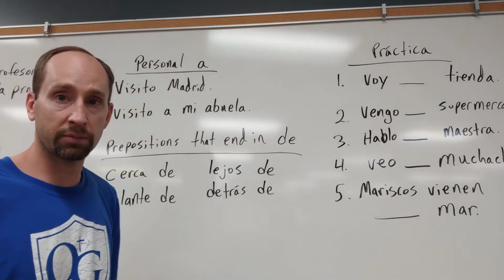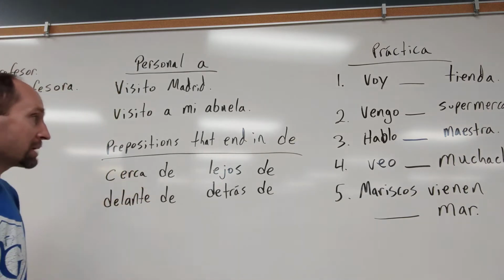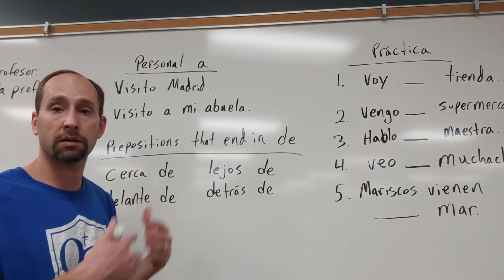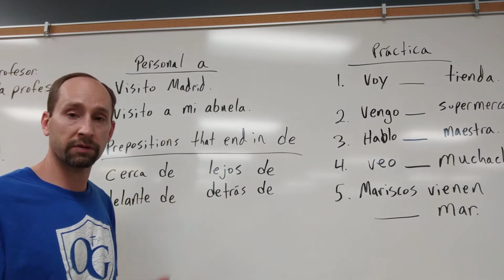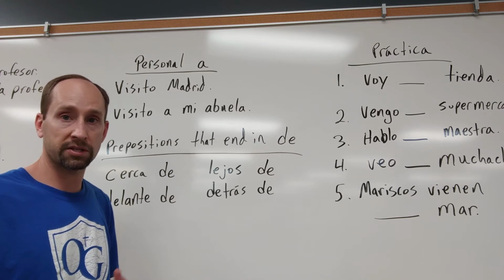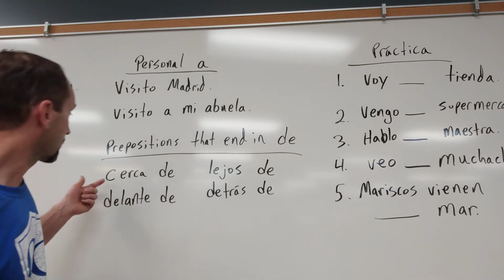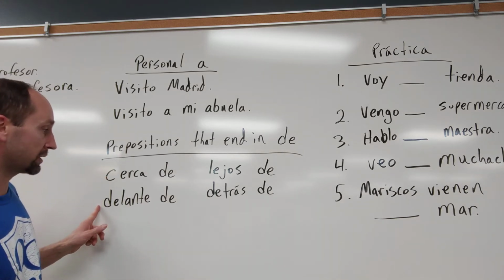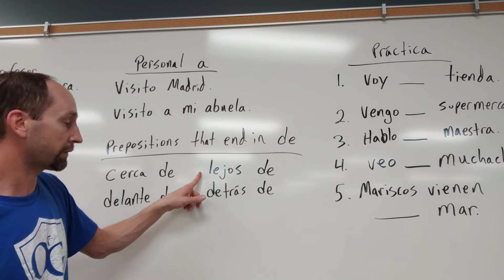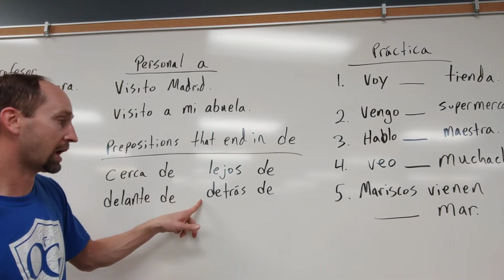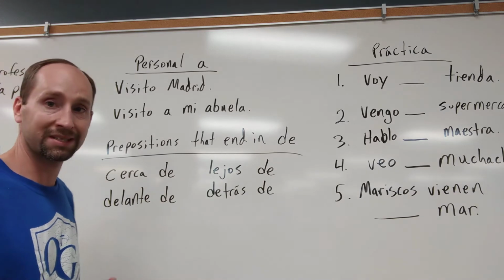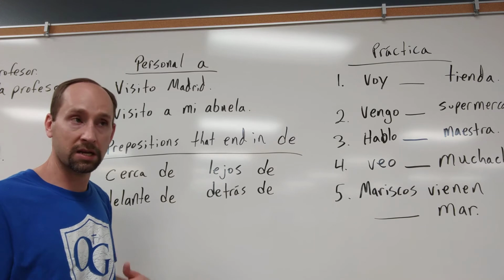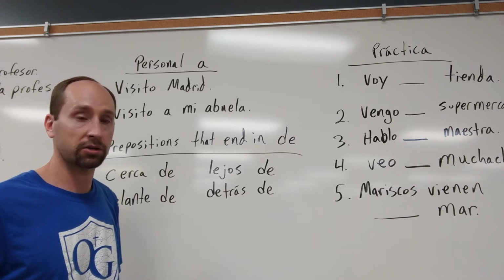All right, let's take a look at some more examples with de. Keep in mind that many prepositions in Spanish end in de. Again, a preposition is a word like around or in front of or before or near. Many of those in Spanish have de, and here's a couple examples. Cerca de, which is near. Delante de, in front of. Lejos de, far from. Detrás de, behind. So again, anytime I've got these words de and el together, I have to make the contraction, but de with any other word would not make a contraction.